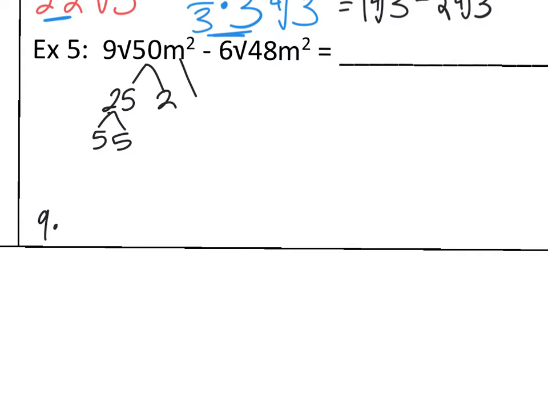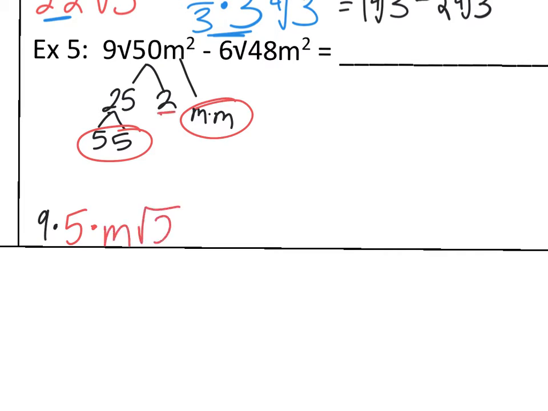My m squared becomes m times m, right? I've got 2 of them. So now I'm looking for groups of 2. Do I have any? A group of 5, a group of m, and what's left? A radical of 2. My operation for this one? Subtraction, so put the minus sign. Yep, got a 6 out front.